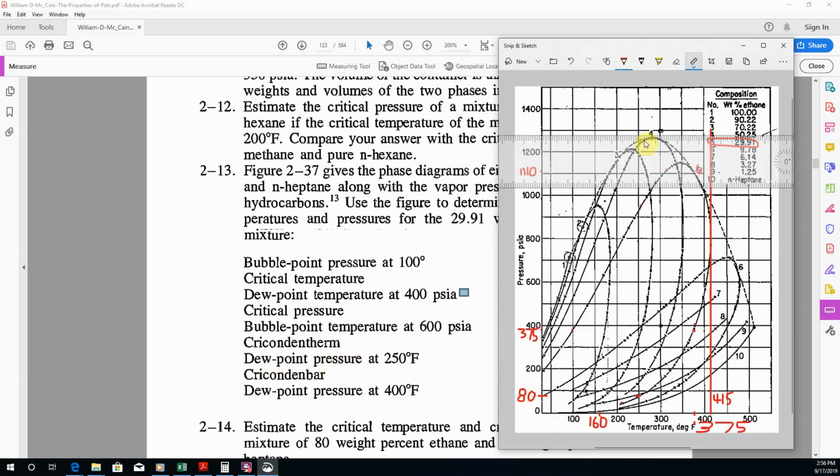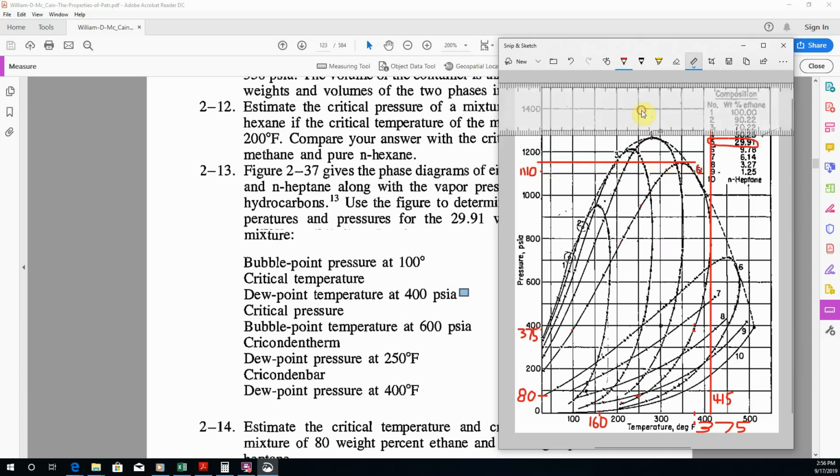And cricondenbar, that's the absolute maximum pressure. For us, it sits right here. Look, the critical point's not on it. Remember, this is a mixture. So there's our point right about, right in here. So let's draw the whole thing. There's our cricondenbar. Cricondenbar looks to be about 1150 maybe. So 1150 is our cricondenbar.